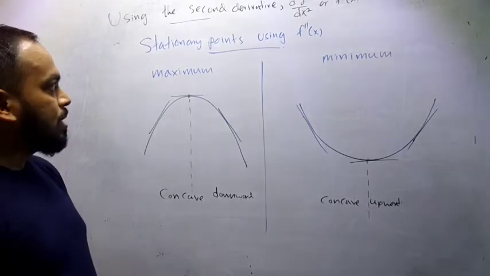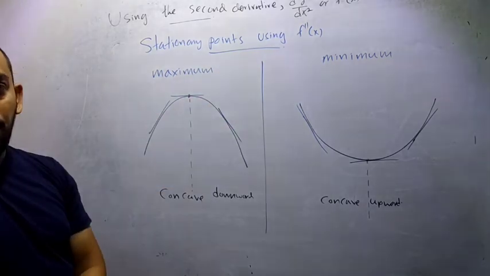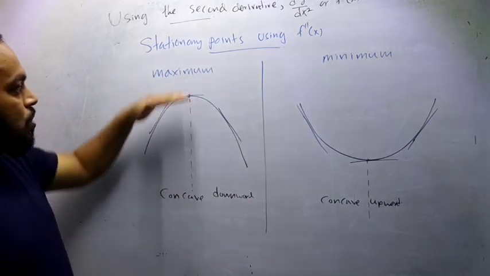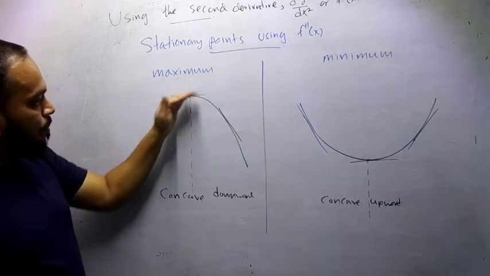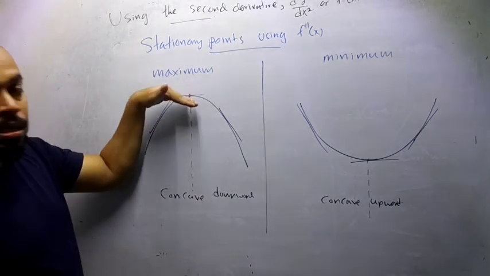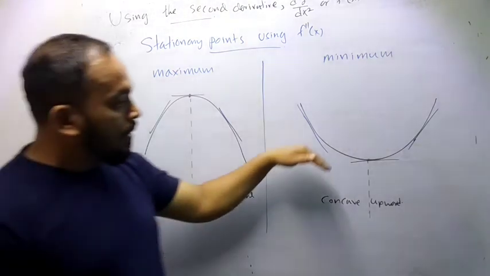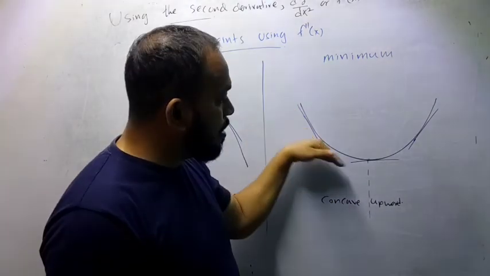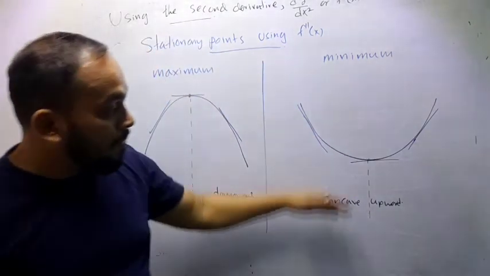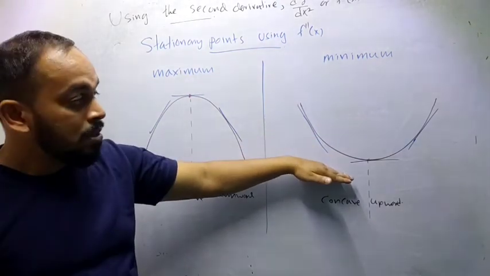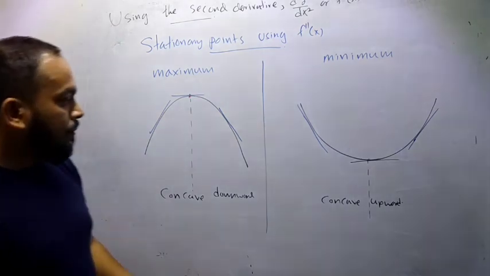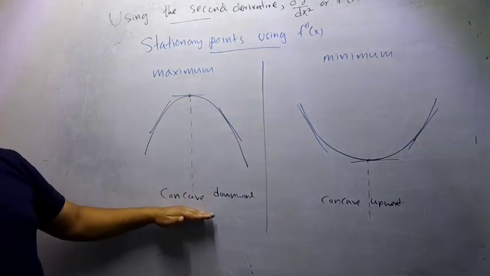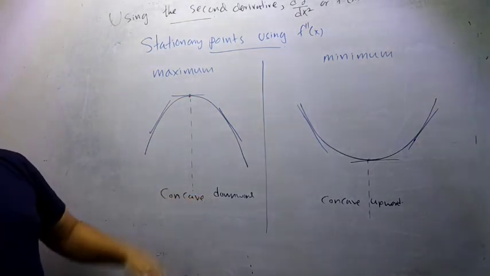Right, so stationary points using f double prime of x, the second derivative. So we have maxima and minima. Look at this. When you have a maxima, your tangent line stays above the function. When you have a minima, your tangent line stays below the function. If your tangent line stays below the function, we define it as concave upward. When the tangent line stays above the function, we define it as concave downward.